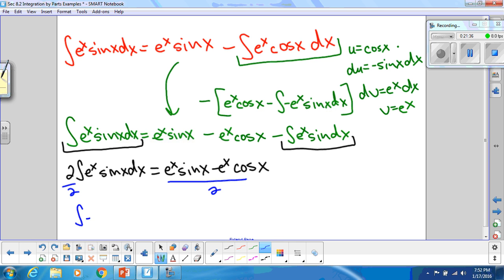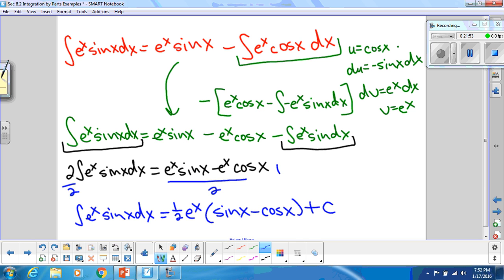So the integral of e to the x sine x is equal to 1/2 e to the x. I'm factoring out the e to the x. And then I have sine x minus cosine x, plus c. Let's act like I put that and I remembered that in the very beginning. Okay, so pretty cool. So there's a trick when your derivatives don't go to 0. You still have to do repeated integration by parts, but you can use that little trick to do that.